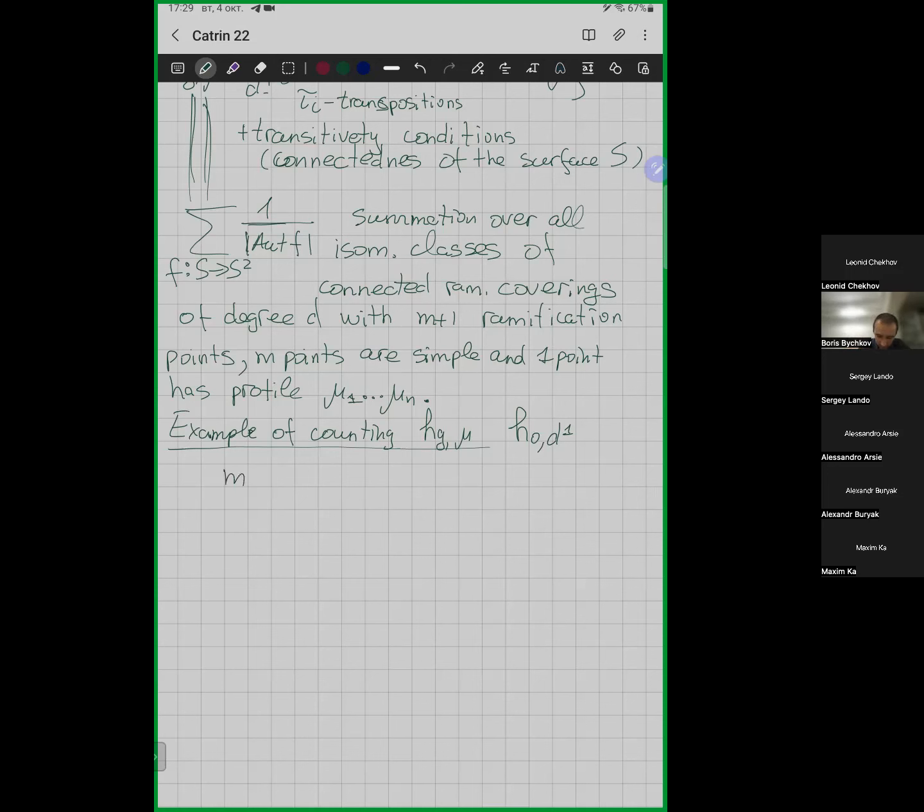So we have the Riemann-Hurwitz formula again, which says that m is equal to 2g minus 2 plus d plus n. So here n is equal to 1 and g is equal to 0.